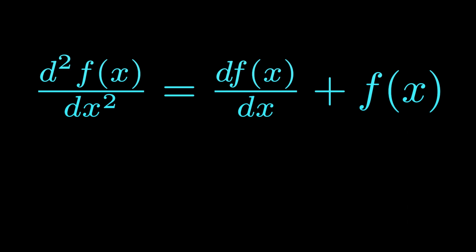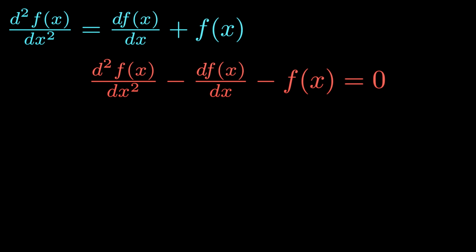We're going to begin by subtracting the first derivative of f of x with respect to x and f of x from both sides of this equation so that we have the following, which is the characteristic equation r squared minus r minus 1 equals 0.